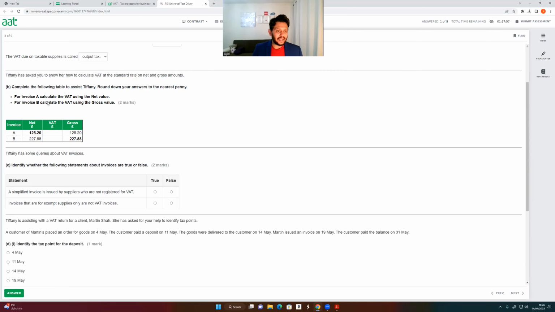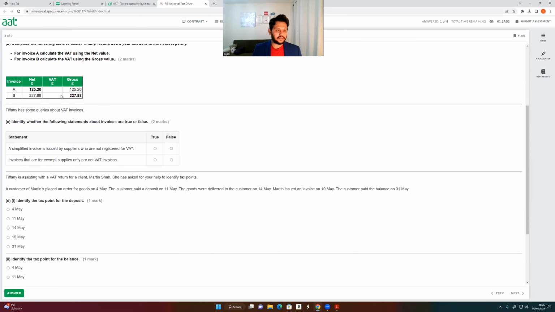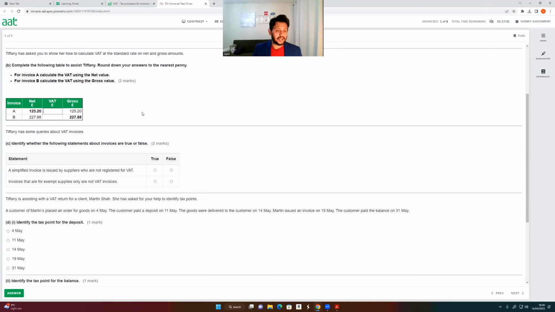For invoice A, calculate the VAT using net value. For B, calculate using the gross value. How much is the VAT? We already know that. If there is a gross amount, we need to divide by 6. If there is a net amount, we need to multiply by 20%.